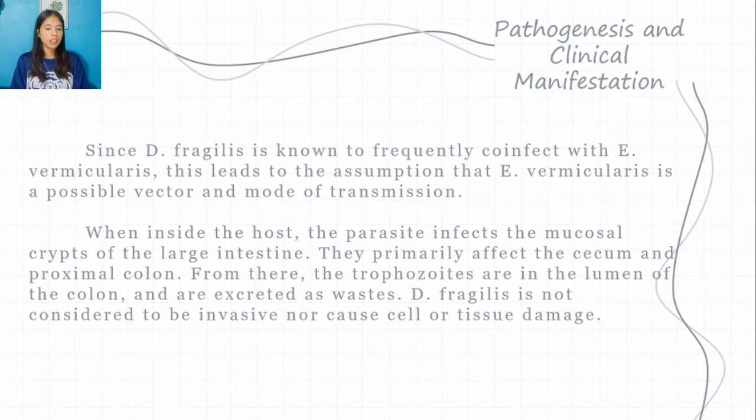D. fragilis is not considered to be invasive nor to cause cell or tissue damage. The Entamoeba fragilis is a type of trichomonad, the flagellated organisms, but D. fragilis lacks flagella, having secondarily lost them over evolutionary time. Thus, it is an amoeba of flagellate ancestry.